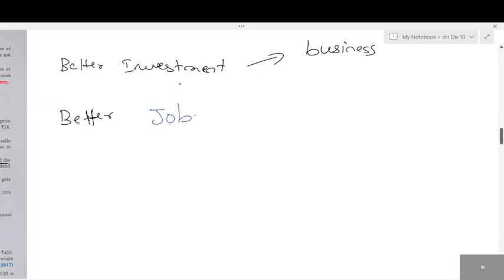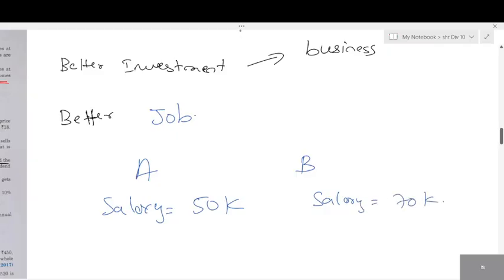It is similar to a job. Once you start working, you can compare it like this. Which is the better job? Example, you're considering two jobs, A and B. In A, the salary you're paid every month is 50,000, 50K. In company B, your salary is 70K, 70,000. Which is the better company, do you think? Company B, right? What's the reason? Why company B?